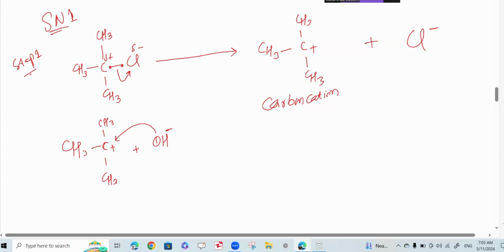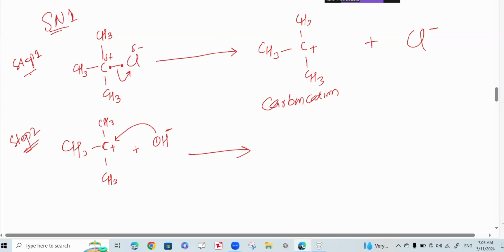So actually it consists of two steps, and in the first step there is only one molecule, so we call it unimolecular. Okay, so SN1, unimolecular nucleophilic substitution, one molecule is here. But in case of SN2, both of the molecules come together. So that is called bimolecular. But in the second step, this is called step 2.